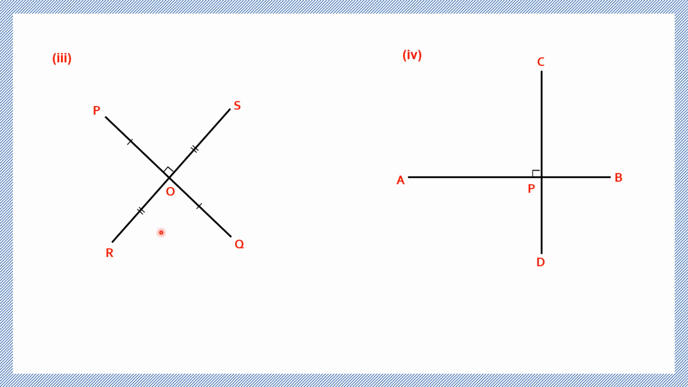Now here we have two more figures. Now look carefully and see. RS has been cut into two equal halves. PQ also has been cut into two equal halves and there's an angle of 90 degrees. That means both these lines are perpendicular bisectors of the other line. That means PQ has divided RS into two parts. So PQ is the perpendicular bisector. Now RS has passed through the midpoint of PQ, so that is also the perpendicular bisector. So here the answer is PQ and RS are both perpendicular bisectors of each other.